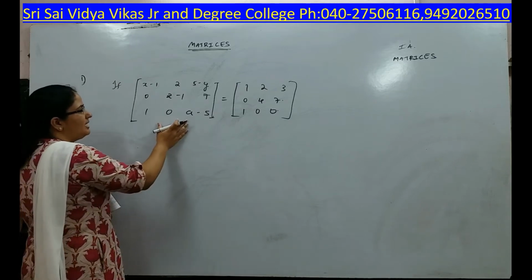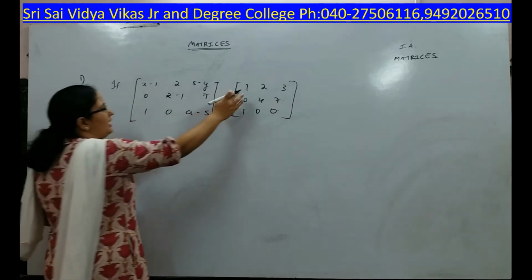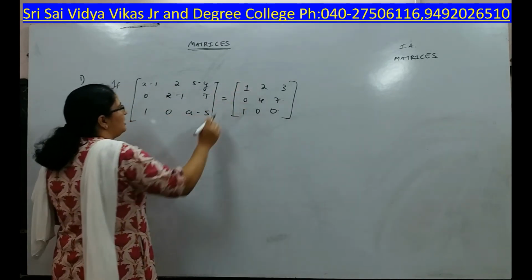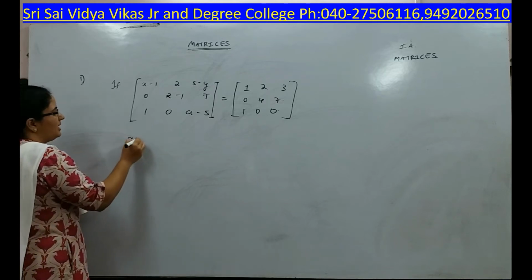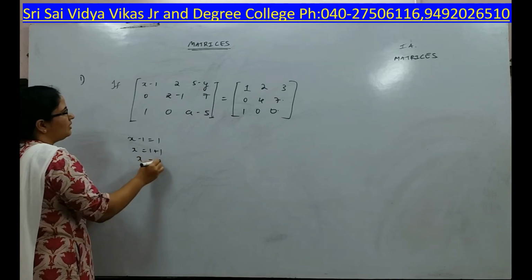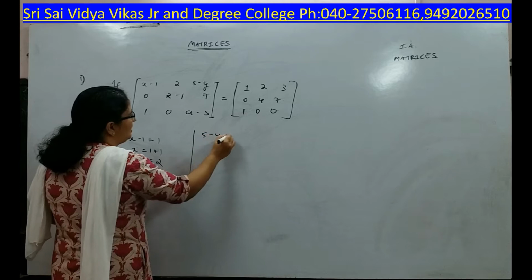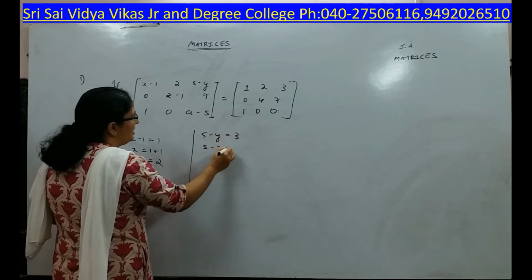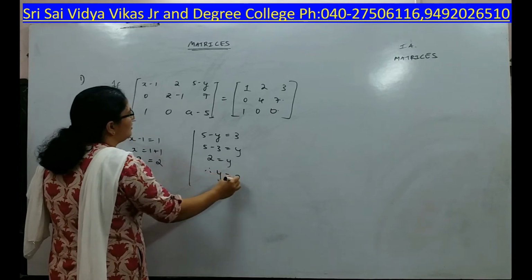Here it is given that these two matrices are equal. Whenever matrices are equal, their corresponding elements are equal. So what shall we do here? x minus 1 is equal to 1, x is equal to 1 plus 1, x is equal to 2. 5 minus y is equal to 3, 5 minus 3 is equal to y, 2 is equal to y, therefore y is equal to 2.